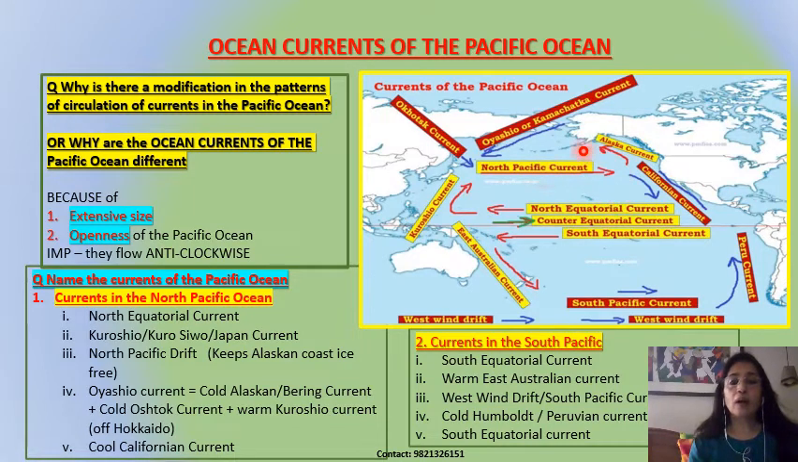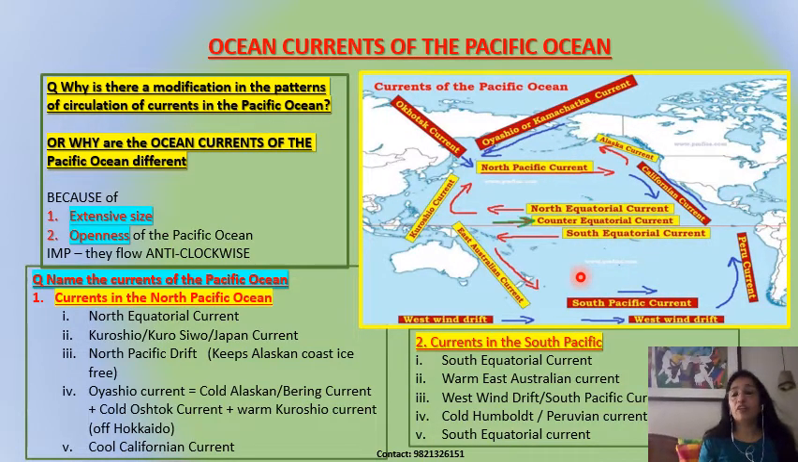Look at it. The amount of water movement is much bigger than what is here in the Atlantic Ocean. This is a huge open space for water to move. So because of the extensive size and openness of the Pacific Ocean, you should know that they flow clockwise on top and anti-clockwise on the bottom. So why are these currents? Why is there a modification?